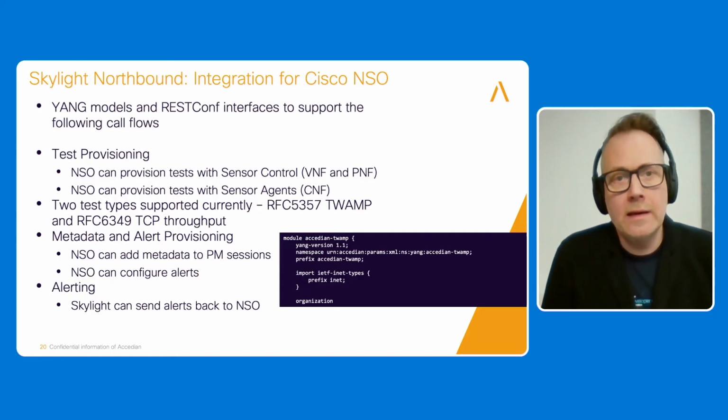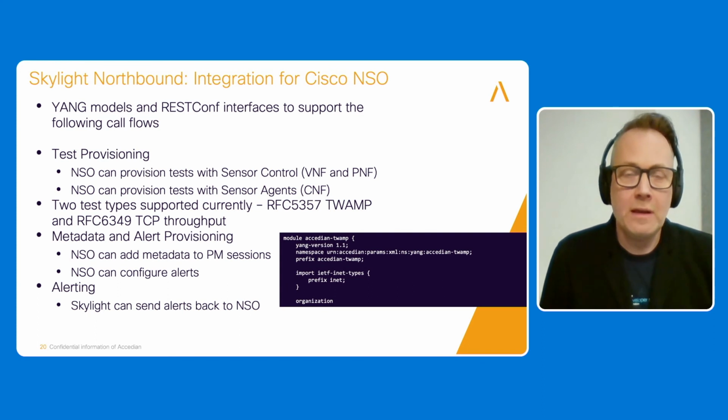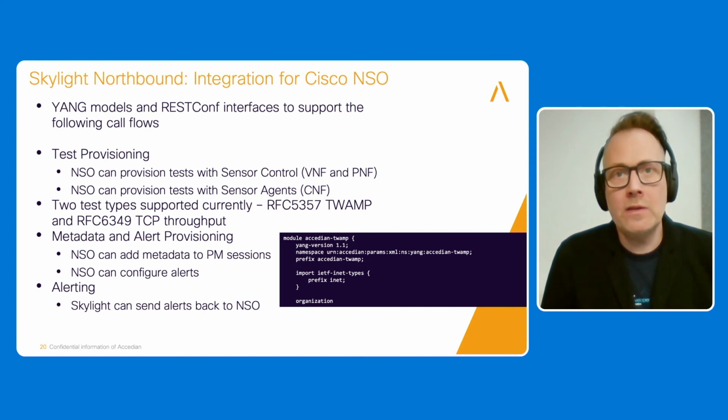On top of that, NSO can provision metadata into the Skylight solution. Metadata is important to be able to do correlation, so that you can tag a certain measurement to a certain location or a certain device. This gives us the ability to cross-reference tests and provide much richer metrics and results. You can also define alerts and thresholds from NSO through the Yang models so that you can set your SLA limits and get the alerts back into the Cisco portfolio.